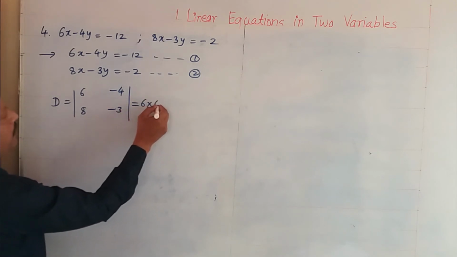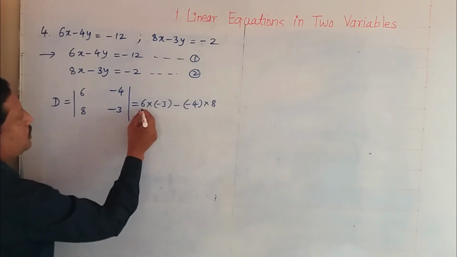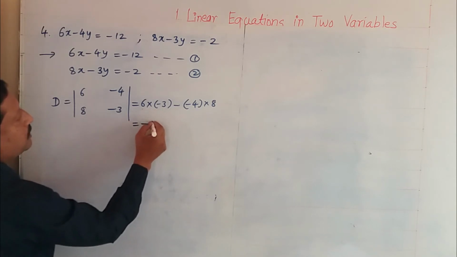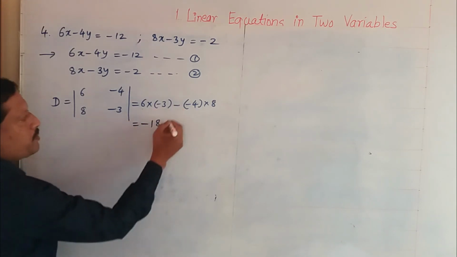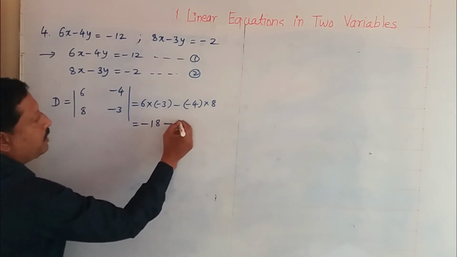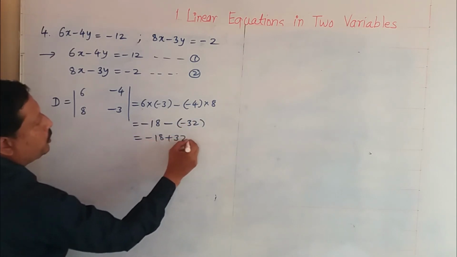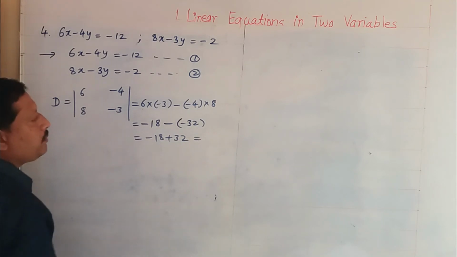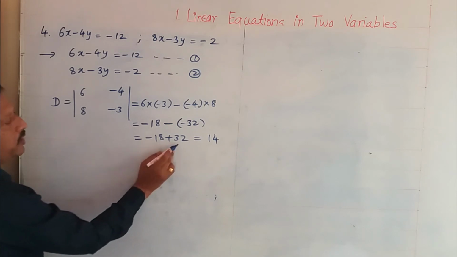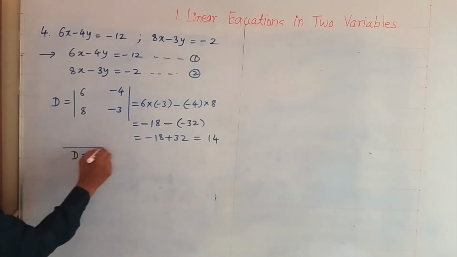determinant. 6 multiplied by minus 3 minus minus 4 multiplied by 8. 6 3s are 18, but here is a negative sign, so negative 18. From the formula, this minus 4 and 8 will be minus 32. This will be minus 18 plus 32. That will be plus 14. If we subtract this 18 from this 32, then we get 14. So the value of the determinant D is equal to 14.